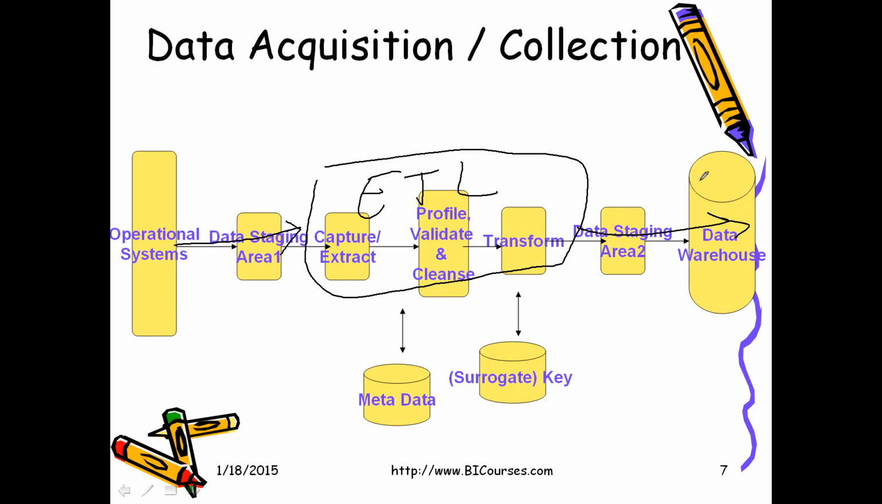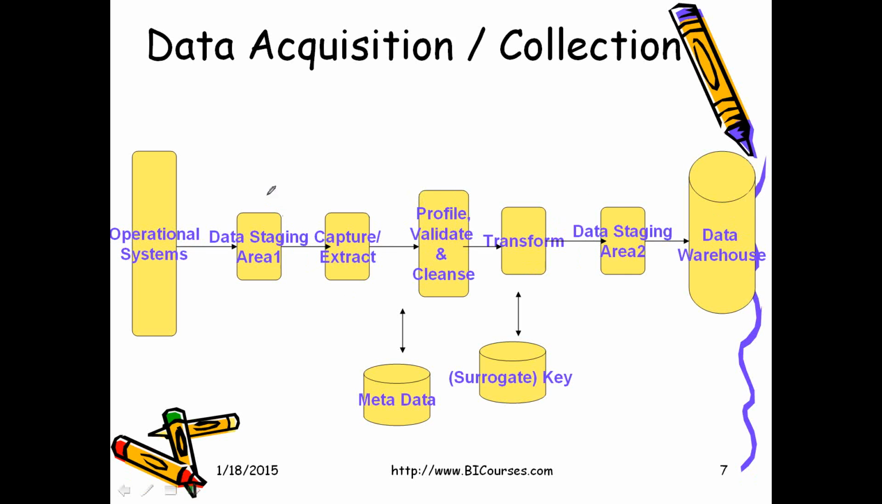Based on the need to minimize the dependency on the operational system, we will use intermediate storage locations between sources and the ETL tool, as well as between the ETL tool and the enterprise data warehouse. These intermediate storage locations are called data staging areas. These are optional. Some companies use just data staging area one. Some companies use both, depending on the need.